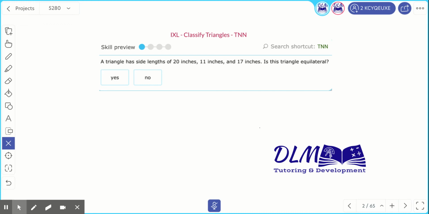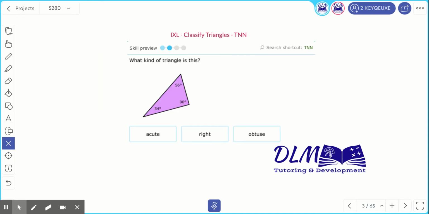A triangle has side lengths of 20 inches, 11 inches, and 17 inches. Is this triangle equilateral? Well, since the definition of an equilateral triangle is one that has all sides congruent, that means all sides are equal in length. This does not have all sides congruent or equal in length, so no, this is not an equilateral triangle. Let's take a look at our next one.